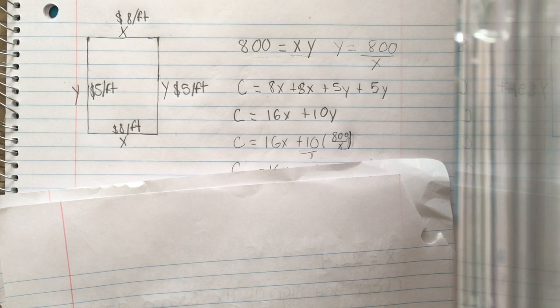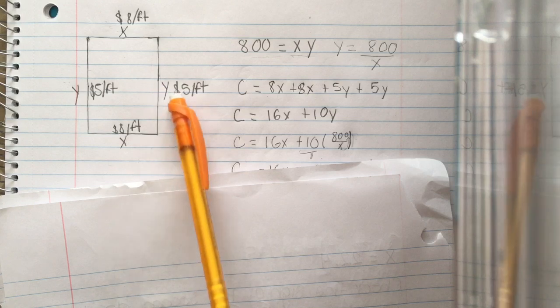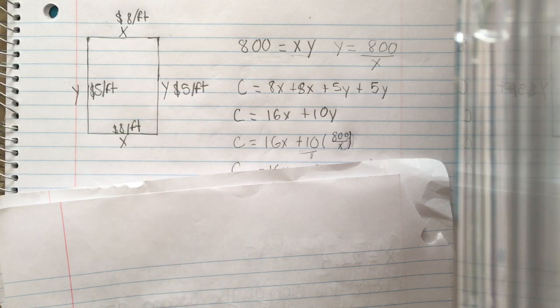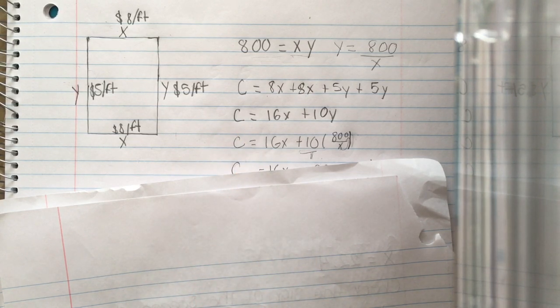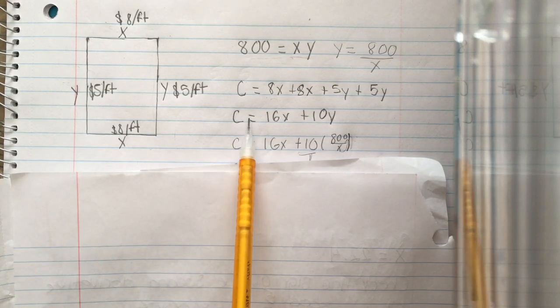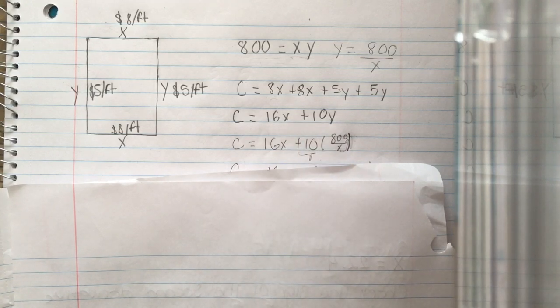The next thing we're going to do is look at the cost equation. So we know that the total cost is going to equal the cost per foot times the number of feet. So that would mean cost is equal to 8x plus 8x plus 5y plus 5y. And it can be simplified down to cost is equal to 16x plus 10y. Now, this is the equation that we want to minimize.